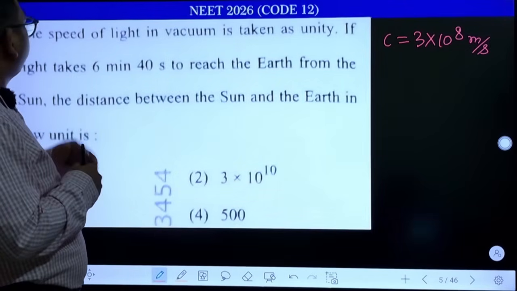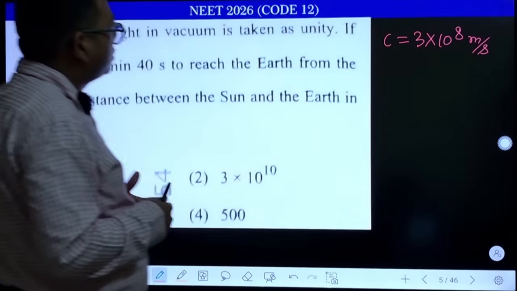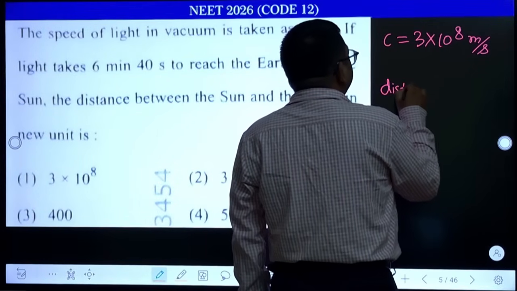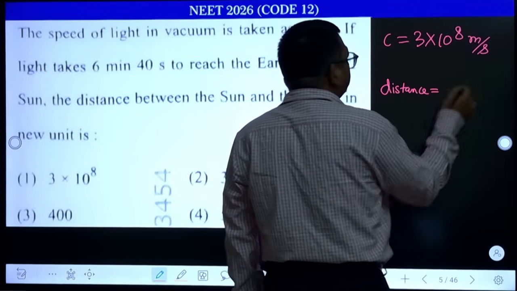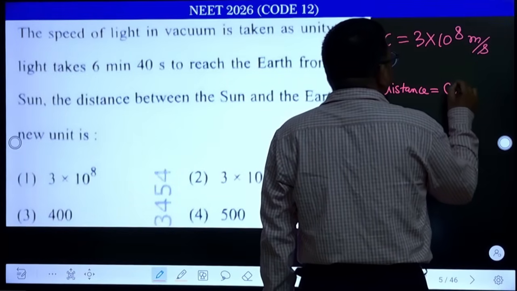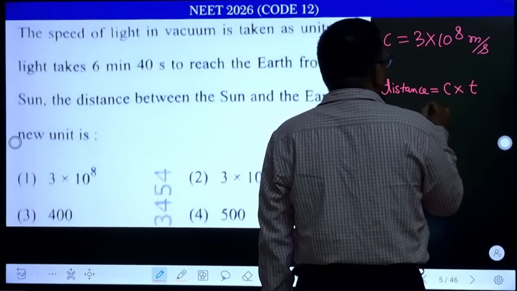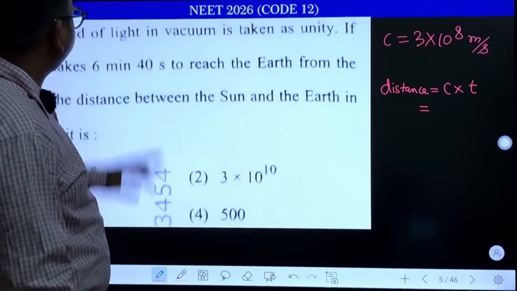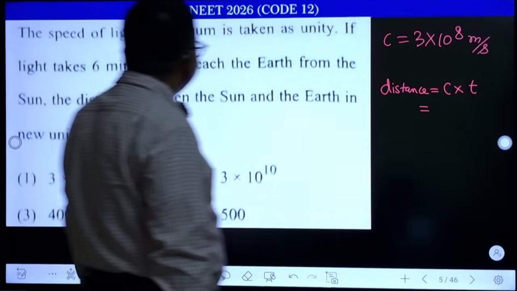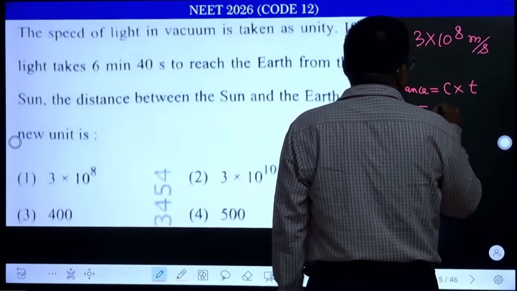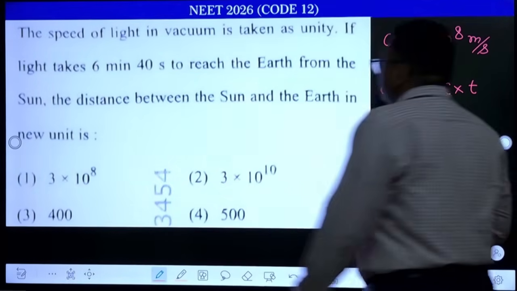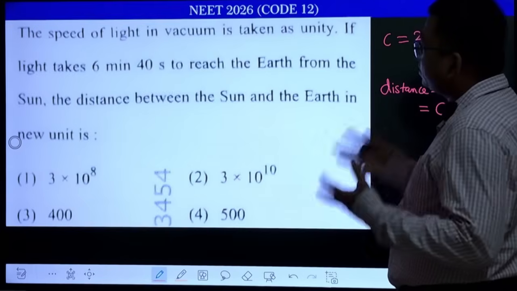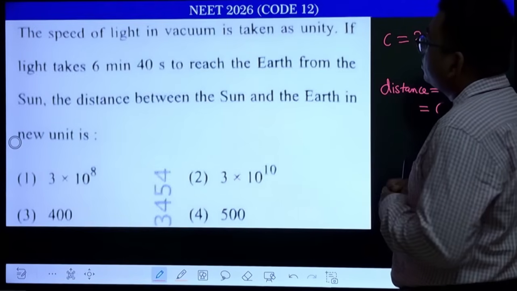Okay, now the time they have given, we have to calculate distance. So actually the distance will be how much? Distance will be speed into time, which is C into the time t. Correct. C into time t. And what is the time here? How much is the time given? C we already know. Time is 6 minutes. Okay, let us keep it in seconds.